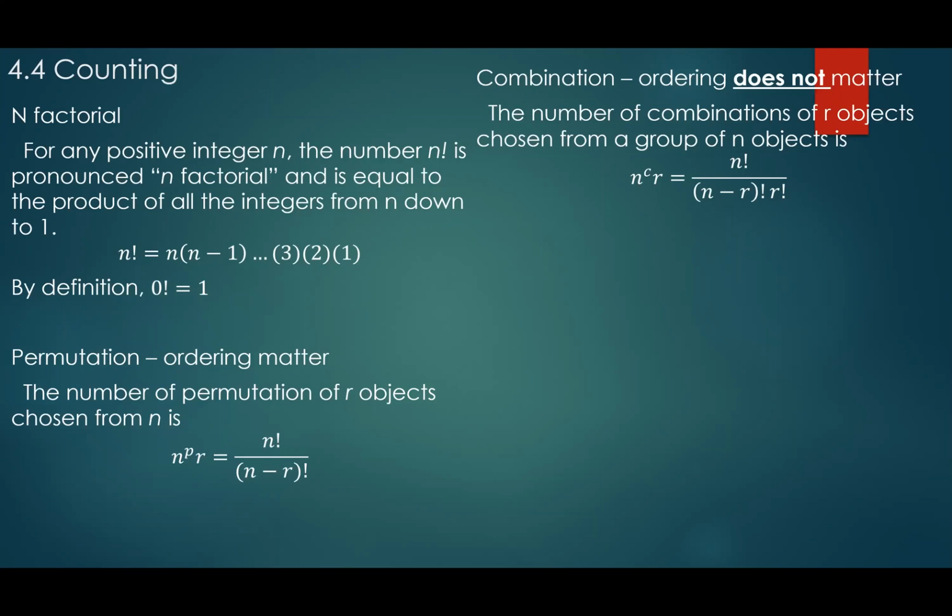Okay, and 0 factorial is, by definition, equal to 1. If you have 0 items, how many choices can you make? There's one way, which is you choose nothing, because you have nothing to choose.